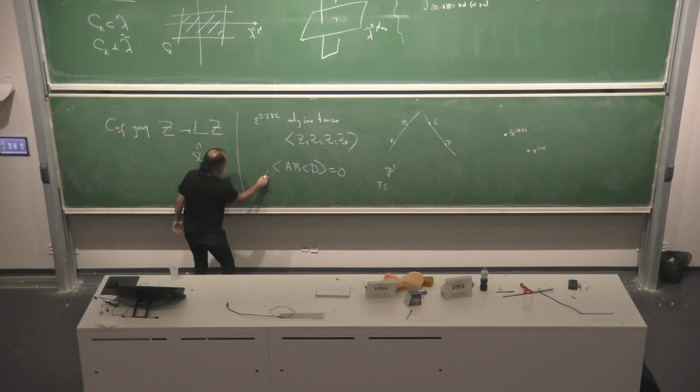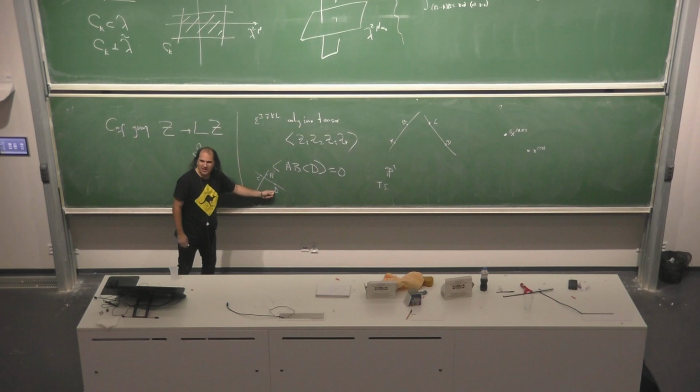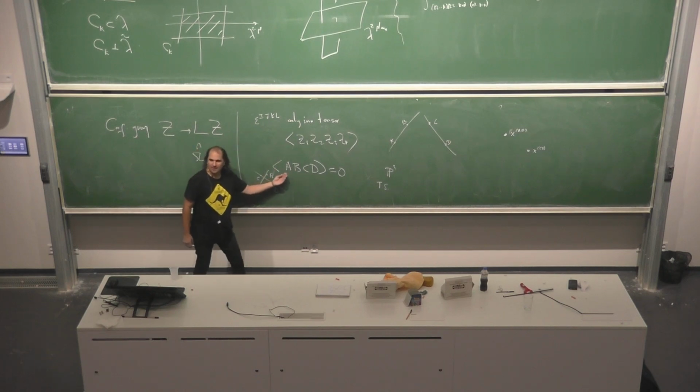Because, for example, if they intersect, it means that A, B, C, and D are actually in a plane with each other, on a 2-dimensional plane. And that means that I can write A as a linear combination of B, C, and D. And that means that this bracket will vanish, right?